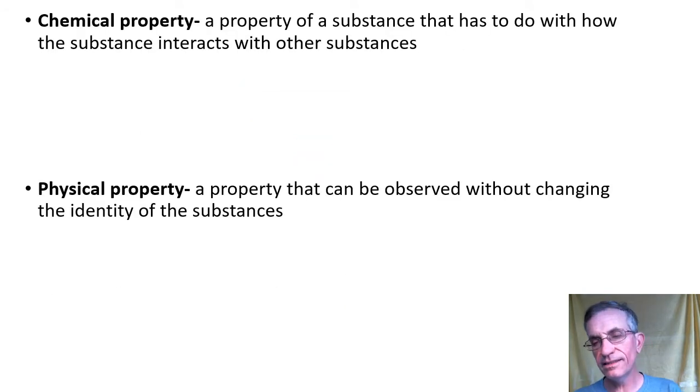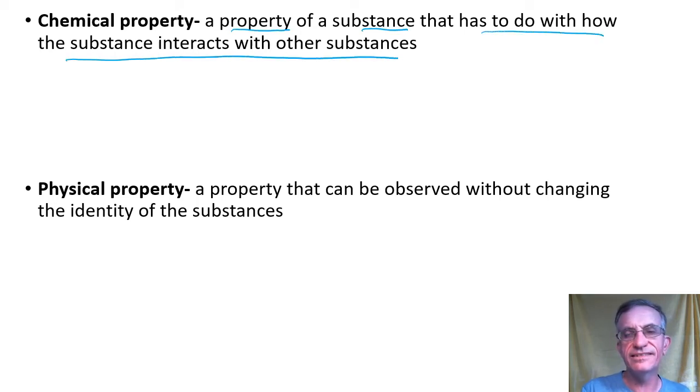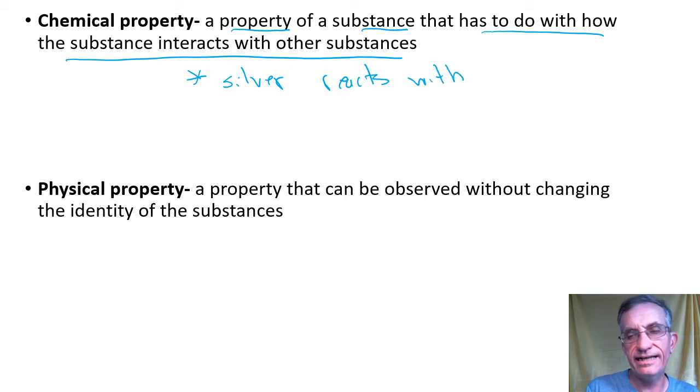All right, so these terms sound kind of familiar. They sound kind of similar, I guess. So a chemical property and a physical property. So a property is like a characteristic, something that you know about an item. So some properties are chemical, some are physical. A chemical property is a property of a substance that has to do with how the substance interacts with other things. So I could tell you, for example, silver reacts with acids. So how those two things interact, that's a chemical property for silver.